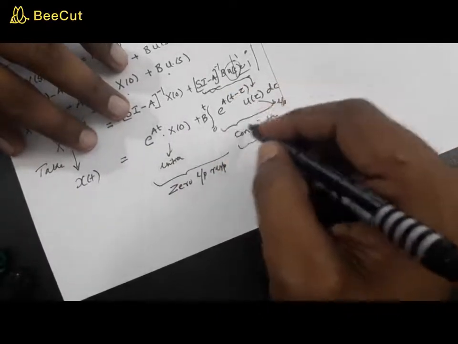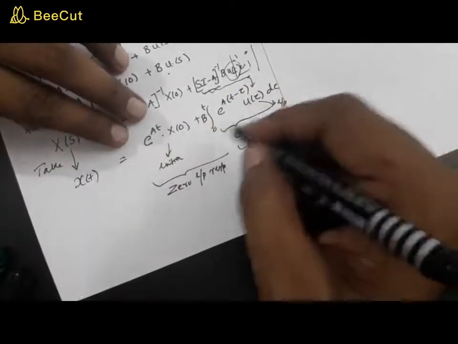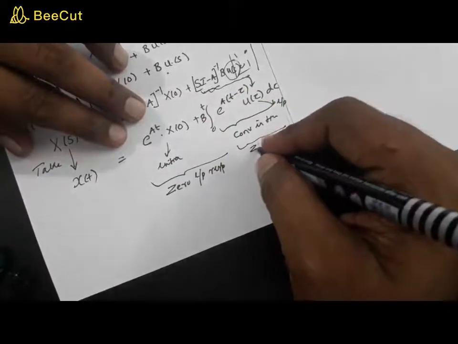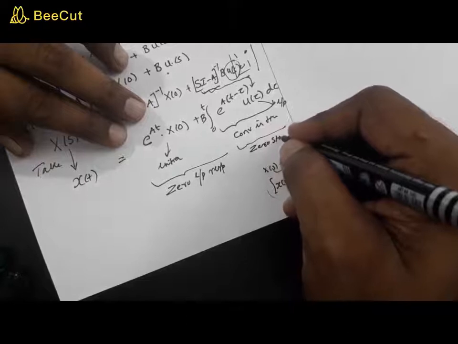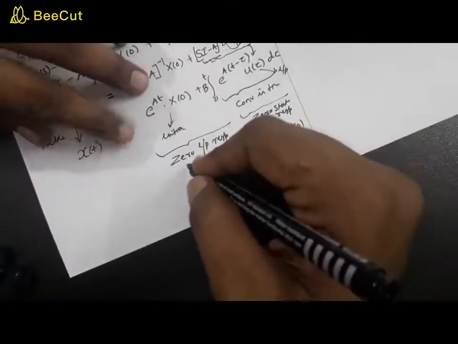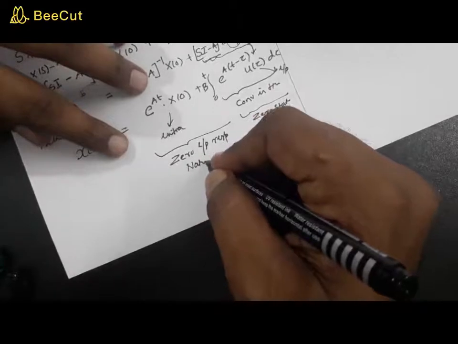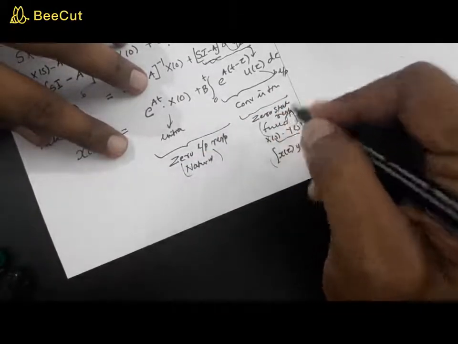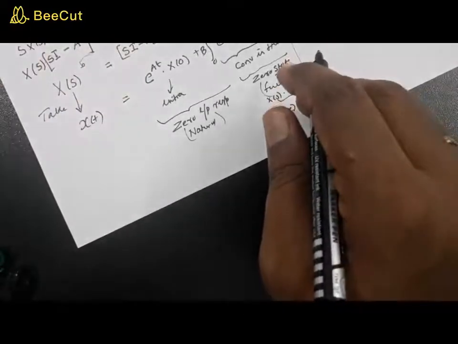While coming to this, you don't find any x of 0 or anything of that, so this is called as a 0 state response. And the 0 input response is also called the natural response, while this is called a forced response. You have studied that in your signals and systems course.